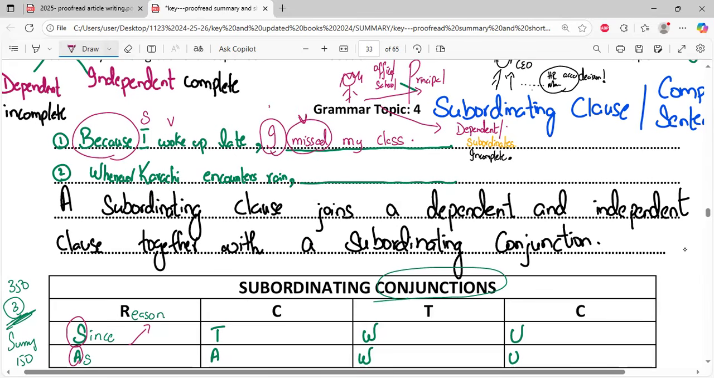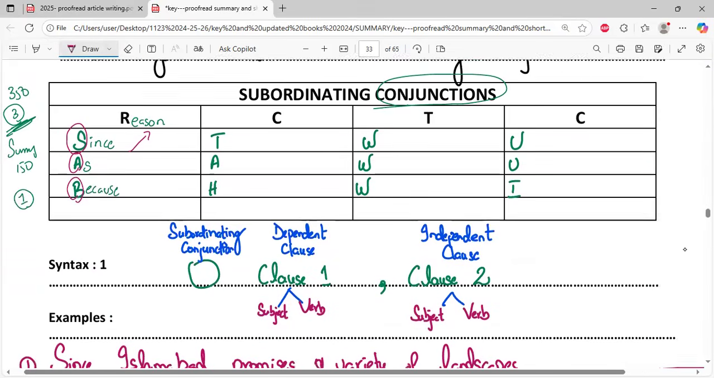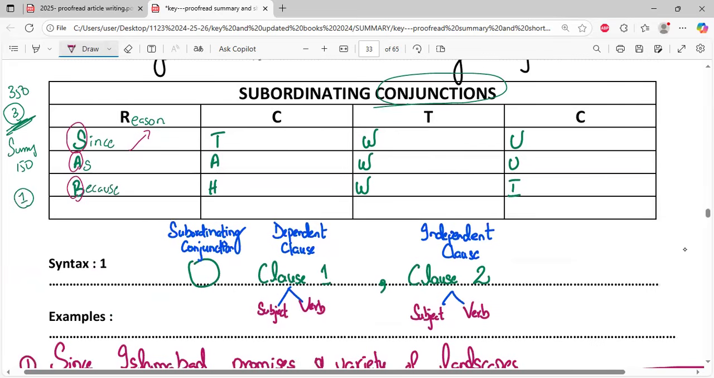So on both side of the sentence बेटा subject और verb आना जरूरी है. अब इसको हम कहेंगे एक complete subordinating clause. When Karachi encounters rain, when ko I will explain in a while. Let's look at other one. Then there are more subordinating conjunctions. Not that only since, as, and because can be used.